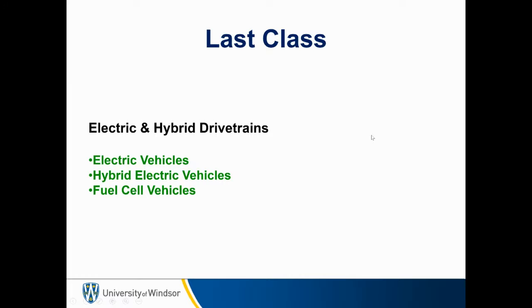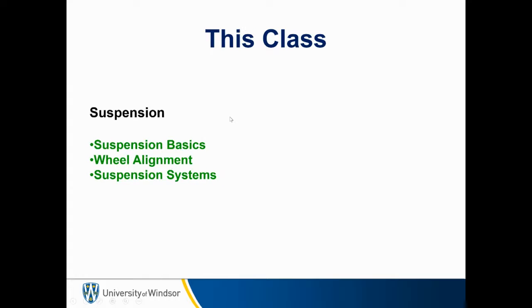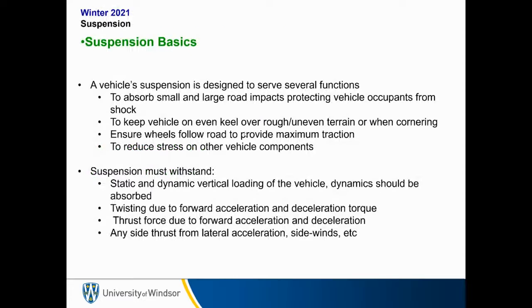Last class we looked at electric and hybrid drivetrains: purely electric vehicles, hybrid electric, and also fuel cell vehicles, which are really just a subset of electric vehicles. We're going to continue for the rest of this course with our discussion of the mechanical components of the vehicles. We're going to look at suspension basics, wheel alignment, and then typical suspension systems along with their pros and cons.